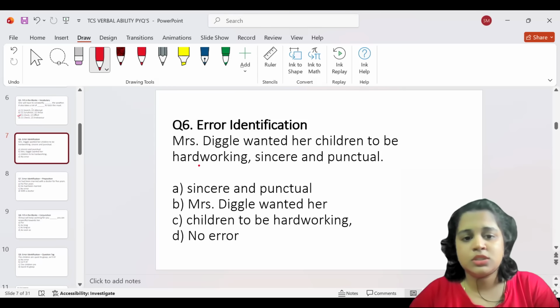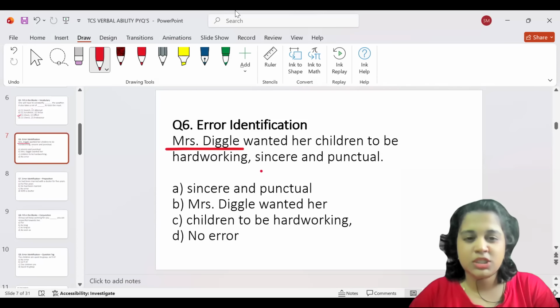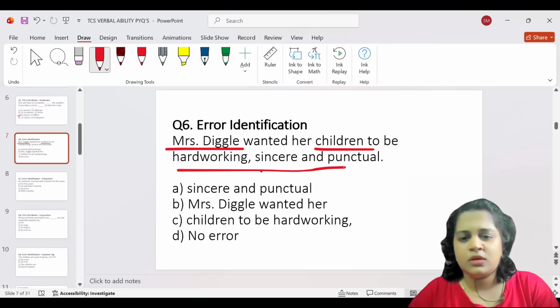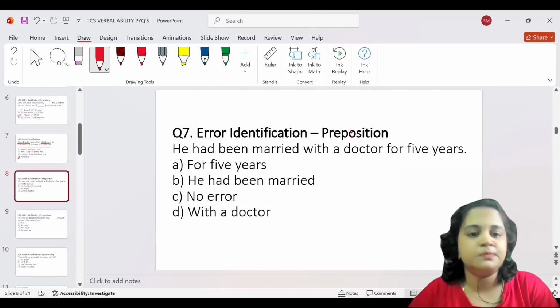Mrs. Diggle wanted her children to be hardworking, sincere, and punctual. All right, so let us identify the error. Mrs. Diggle is the subject here. We're talking about a woman, Mrs. Diggle. And what does she want? She wants her children to be hardworking, sincere, and punctual. The sentence seems fine here. I don't think there are any errors in this. You can also look for punctuation errors, but hardworking, sincere, punctual, they're properly punctuated as well. So it's no error. This sentence does not have any error once again.